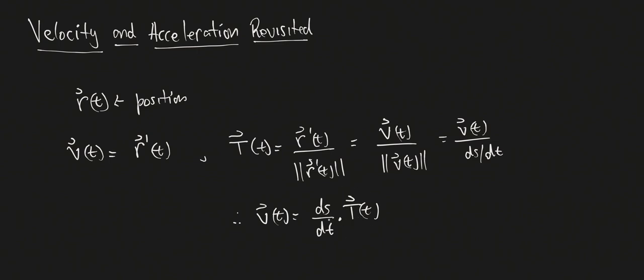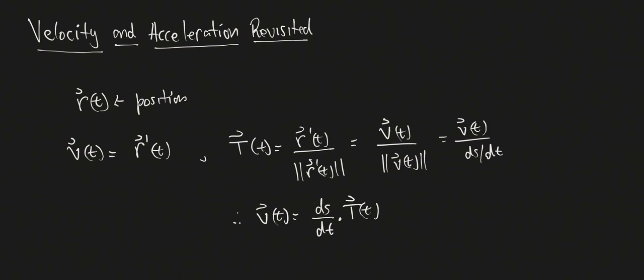And this makes sense because we know that the velocity, which is our first derivative, is going to be tangent to the curve. This is tangent to the curve, but it has magnitude 1. So this is a unit vector in the direction of velocity. And we're multiplying that unit vector by the speed. And that's how we get the velocity vector.